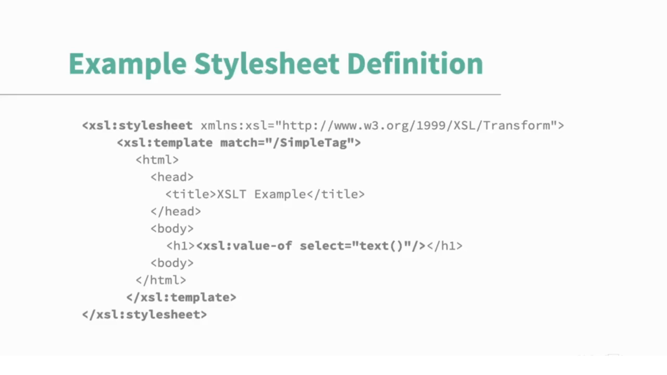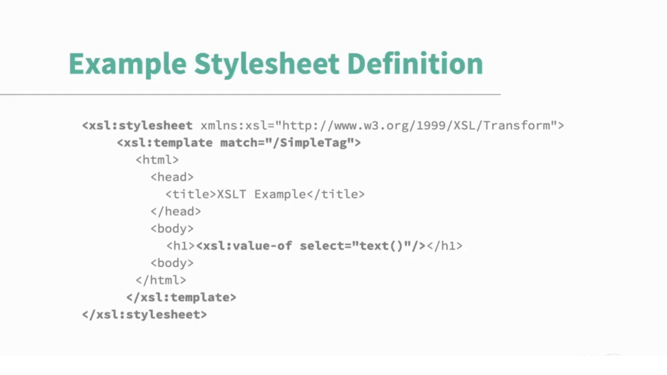And in this case, I have a template with a match attribute that matches the root tag of an XML document named simple tag. So remember from the earlier chapter on XPath that this path syntax is how we specify which tag we're interested in. In this case, the / means I'm looking for a root tag, and then the text there, simple tag, means I want a root tag named simple tag.